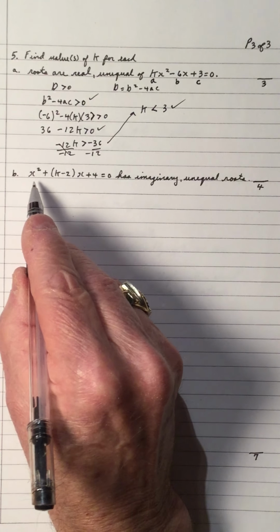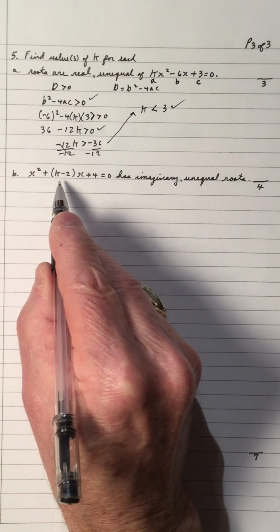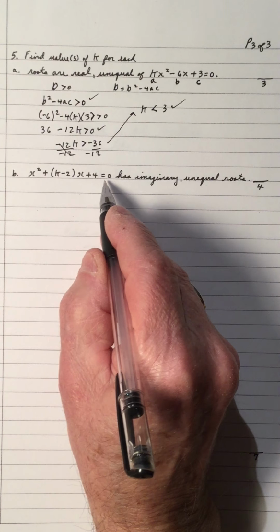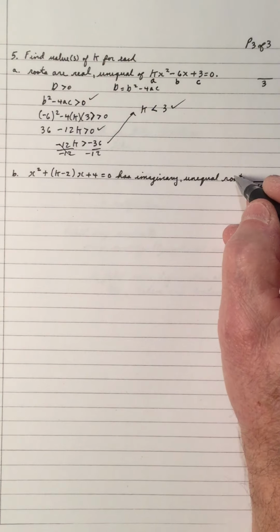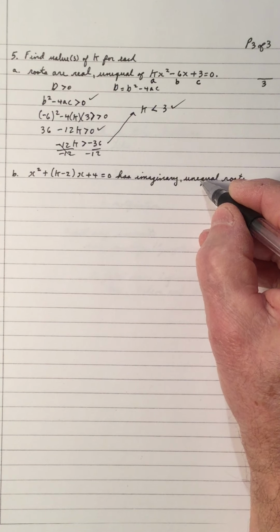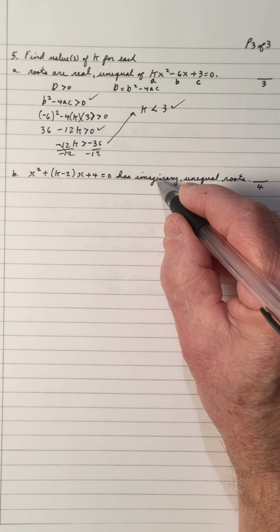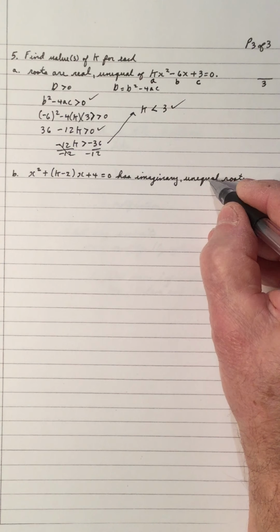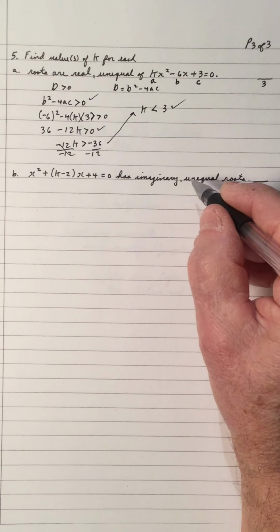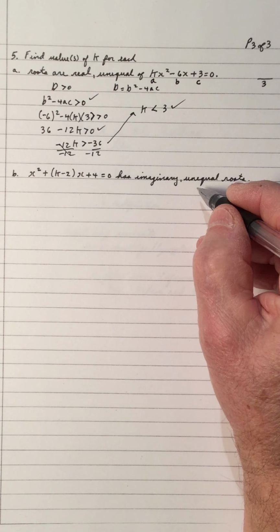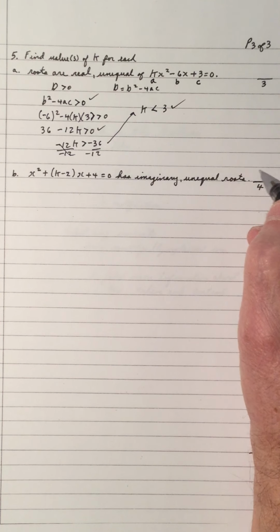And B, x² + (k − 2)x + 4 = 0, has imaginary unequal roots. Well, really, I didn't have to say imaginary unequal. I could have just said imaginary because imaginary roots are unequal. So I didn't need this word, but I put it in there anyway. So if you have imaginary roots, they're going to be unequal, like 4i, negative 4i, or 1 plus 2i, 1 minus 2i.